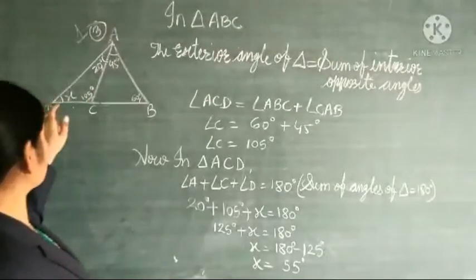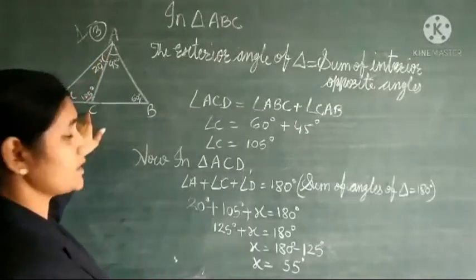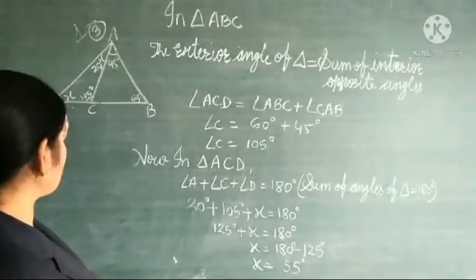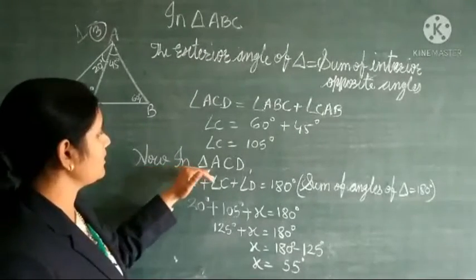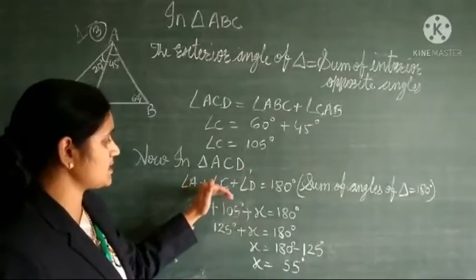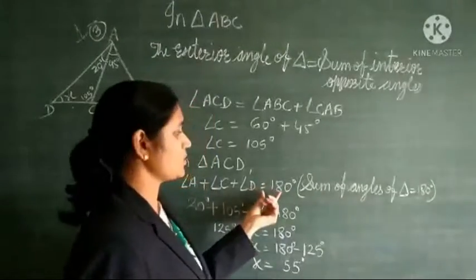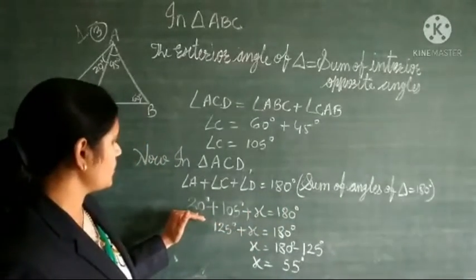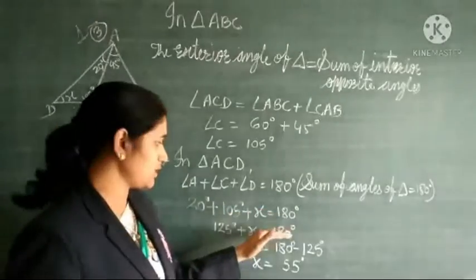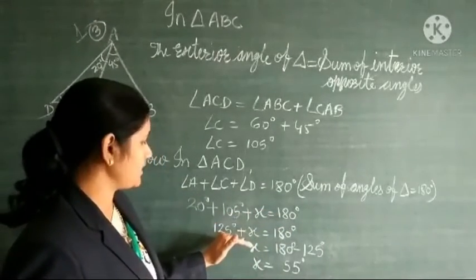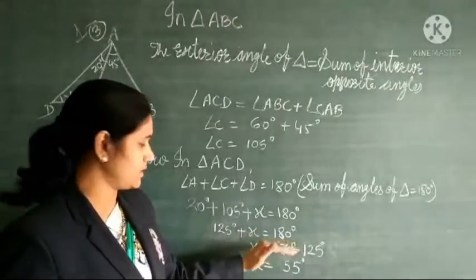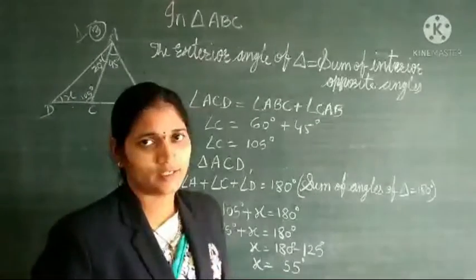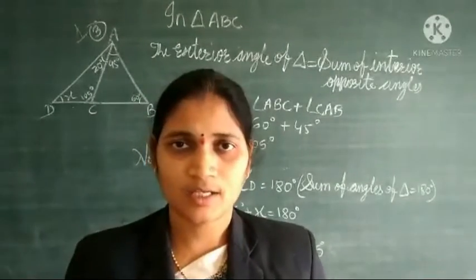Now you can see in this triangle ACB we have the values of two angles, so we can easily find the remaining angle. In triangle ACB, angle A plus angle C plus angle B is equal to 180 degrees, because we know the sum of all three angles in a triangle is 180. So we put the values: 20 plus 105 plus x is equal to 180. So 125 degrees plus x is equal to 180 degrees. Then 180 minus 125, we get 55 degrees. In such a way you can solve the remaining examples also.